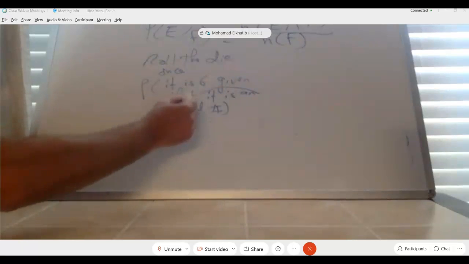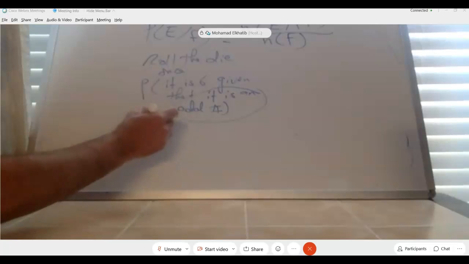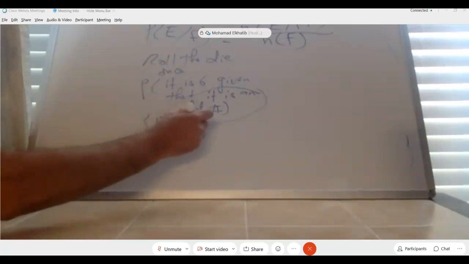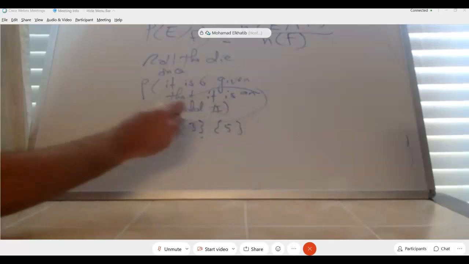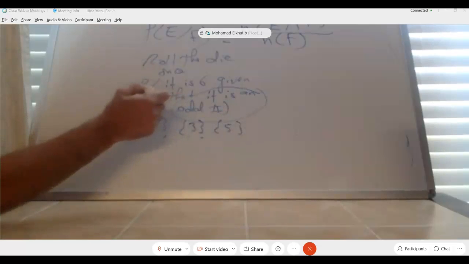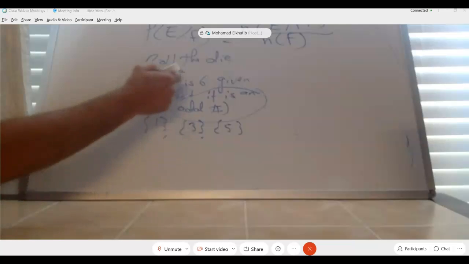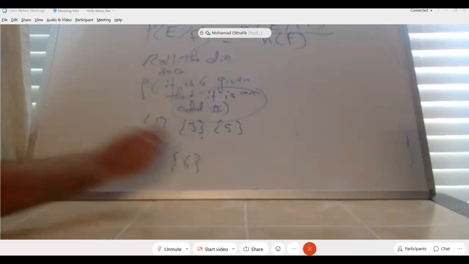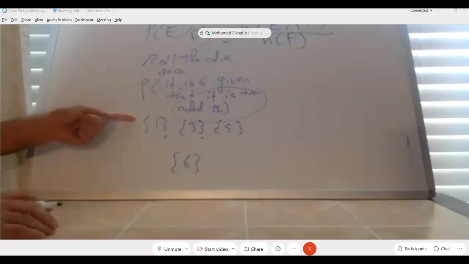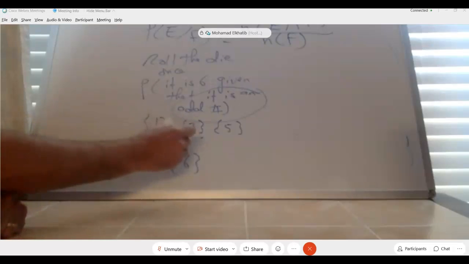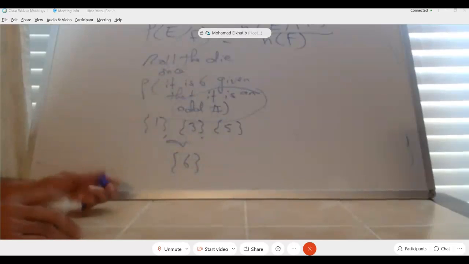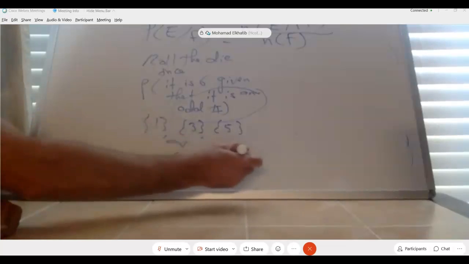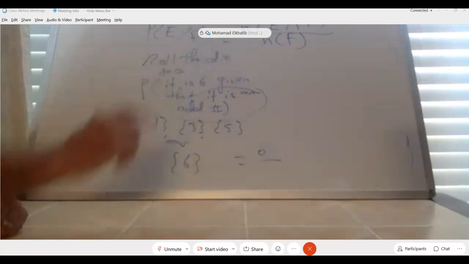Put all the numbers that are odd from the dice: 1, 3, and 5. Now put the number that comes before "given that." Only 6. Here's 6. Between these two, what's common between 1, 3, 5, and 6? There's nothing in common. Means there's 0. So 0 is the numerator.